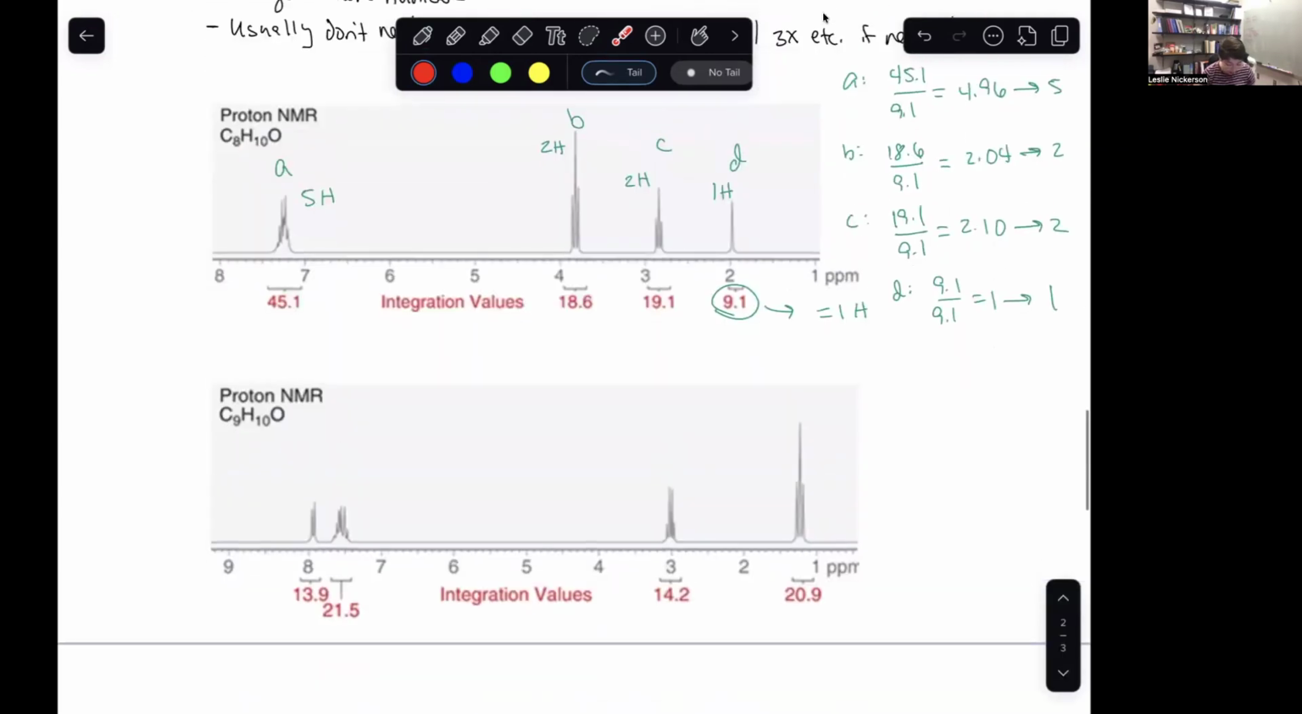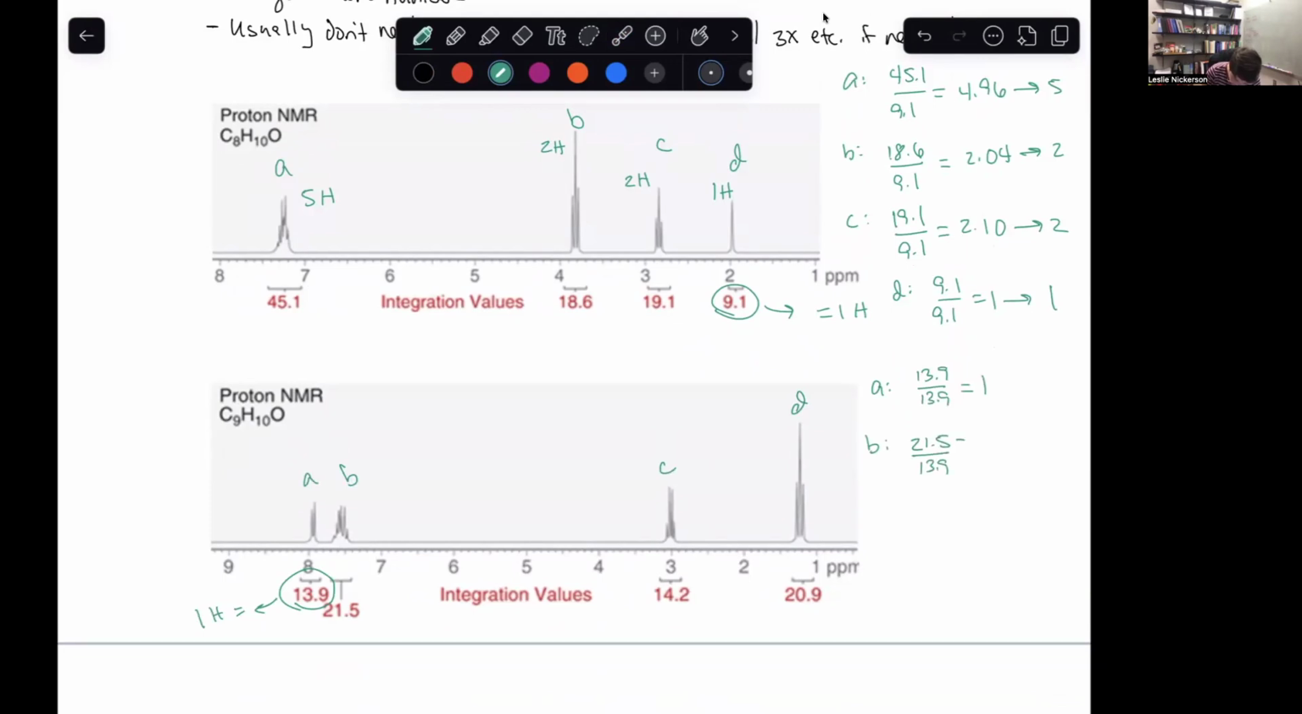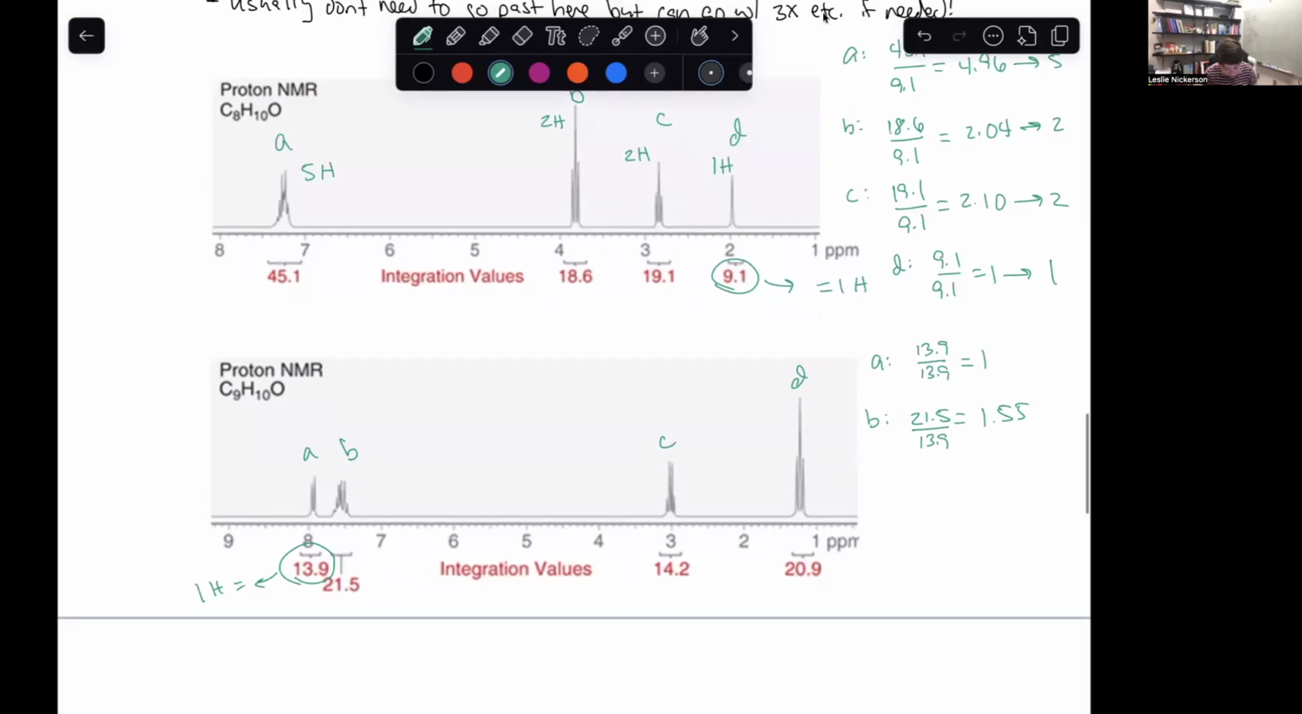If we look at another example, again, we're looking for the smallest. So I'm going to pick this 13.9 over here, and set that equal to 1 H. Okay, so I have A, B, C, and D. A is 13.9 divided by 13.9, and that's going to be 1. B has 21.5 divided by 13.9, which is 1.55. So we're automatically coming into some issues here where it's not quite as close. The other ones were all very close to their whole numbers, so we could round without any issues, but we definitely have some problems with this one.